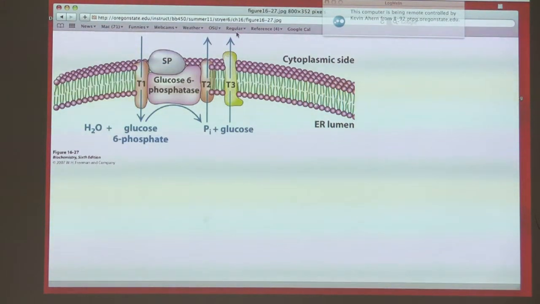We don't want to have both of those processes going on at once, and I'll explain more about that in a second. But my question I want to ask you is this. I've just made glucose. What stops glycolysis of the liver cell from grabbing that glucose and breaking it back down to pyruvate?